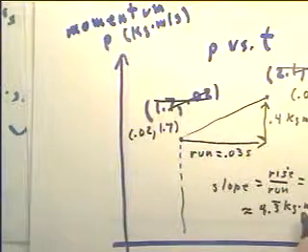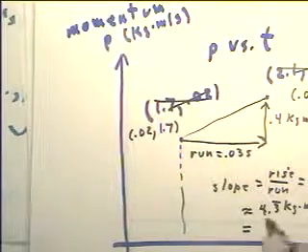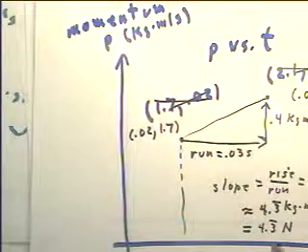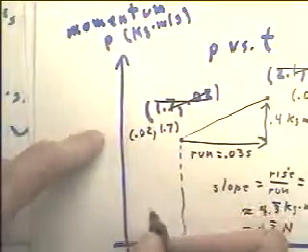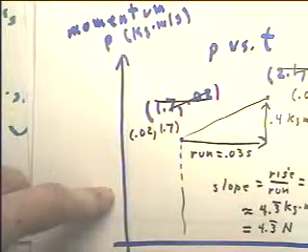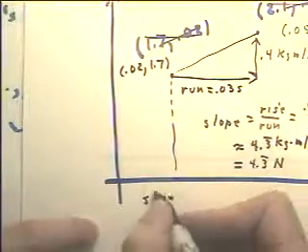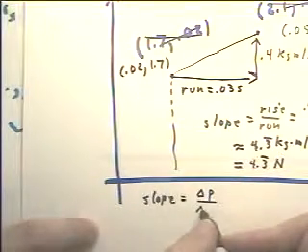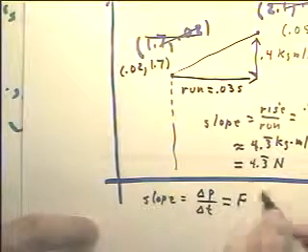Now, what's a kilogram meter per second squared? Well, that's a Newton, isn't it? Okay, what does this indicate? Well, this indicates that the slope, which is change in momentum over change in time, appears to be equal to the force.